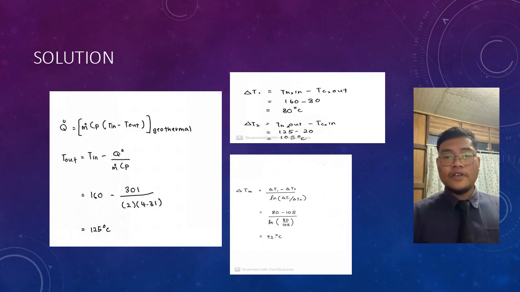After we rearrange the formula, we insert the values that we get, which is temperature in is equal to 160 minus Q dot, which is 301 kilowatt that we get, over m dot, which is 2, times the specific heat capacity of geothermal, which is 3.81. After we calculate it with the calculator, we get the temperature out is 125 degrees Celsius.